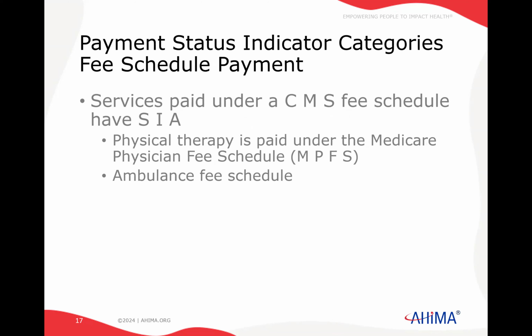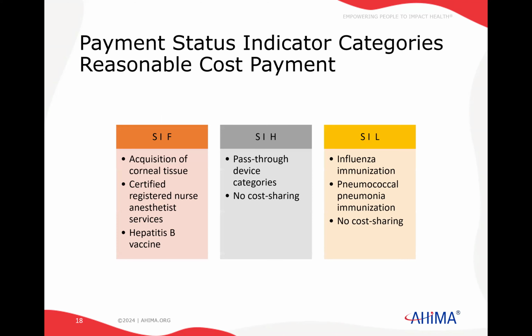There are certain services such as physical therapy and ambulance transportation that are always paid under a CMS fee schedule instead of the APC system. These services follow specific reimbursement structures under the Medicare physician fee schedule and the ambulance fee schedule. Again, as we talked about, there are certain services such as corneal tissue acquisition and some pharmaceuticals that are reimbursed based on reasonable cost instead of a fixed payment.